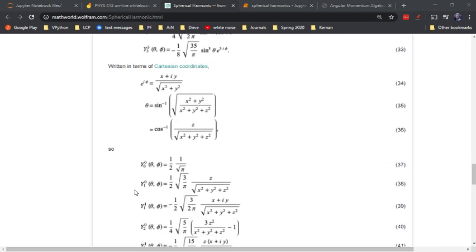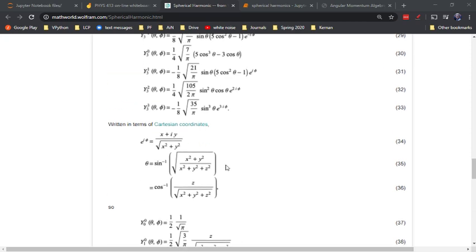You can also write them in terms of Cartesian coordinates. I have never done that. I don't see the need to do that. I don't understand why that's on this page.